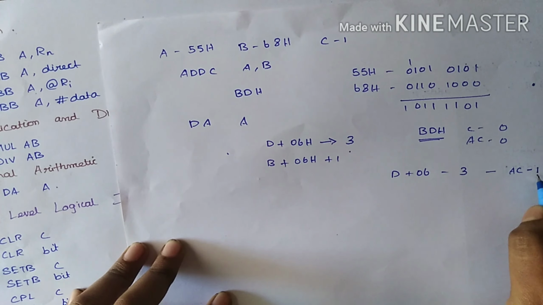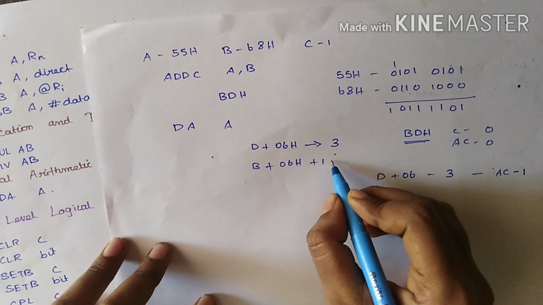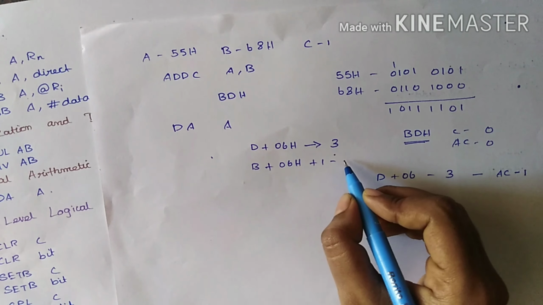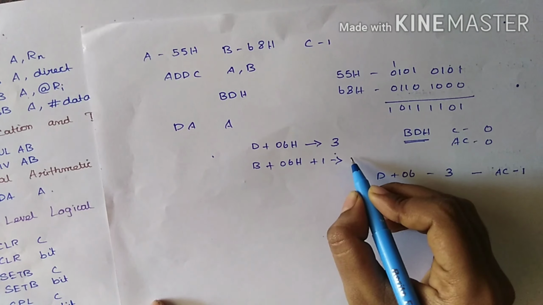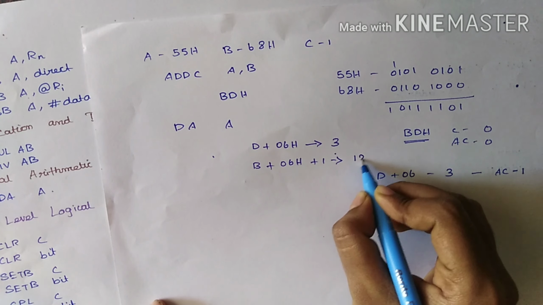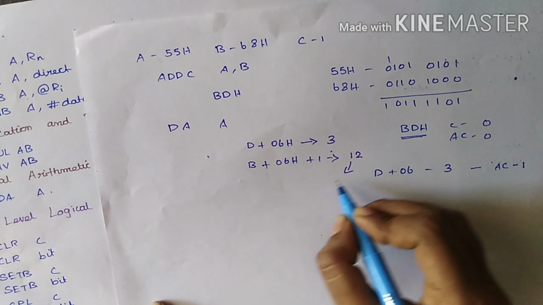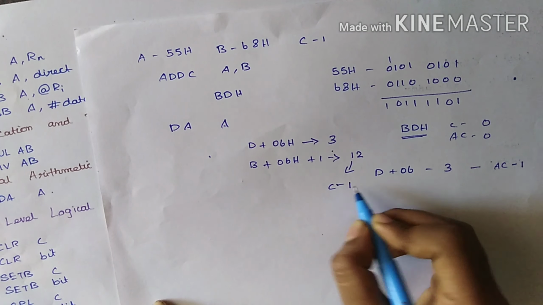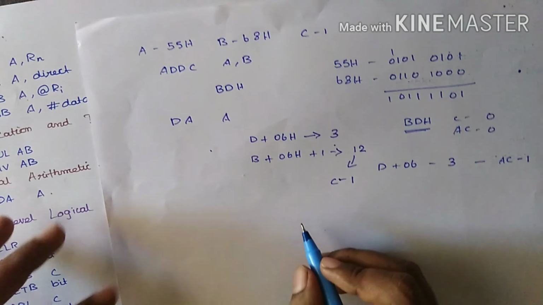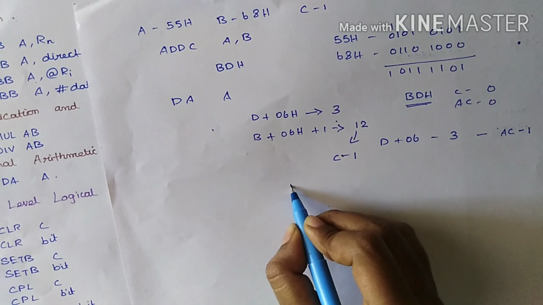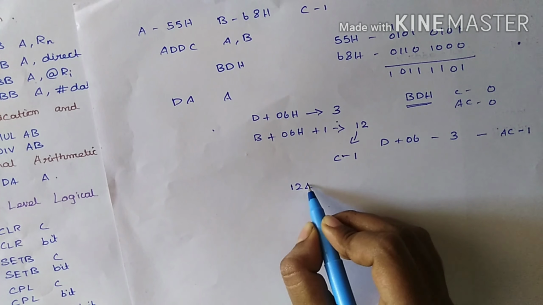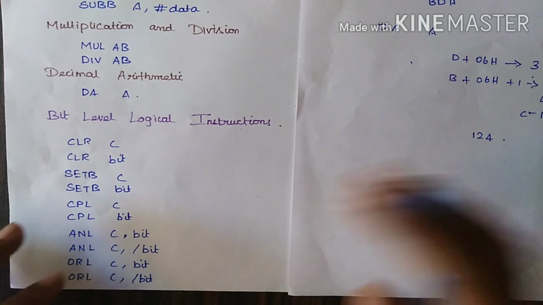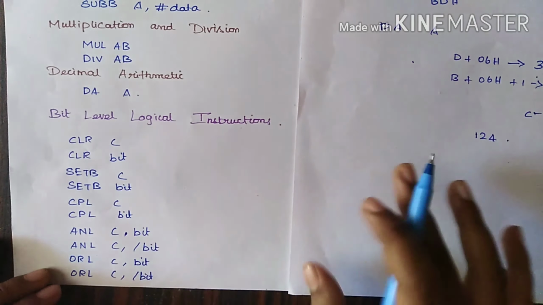Now on adding the auxiliary carry flag value with this value, we get the value of 1, 2. This is the carry flag value. So now here the carry flag is also set, and we get the result 2. So totally we get the BCD result as 124 here. Okay, this is about the DAA instruction.